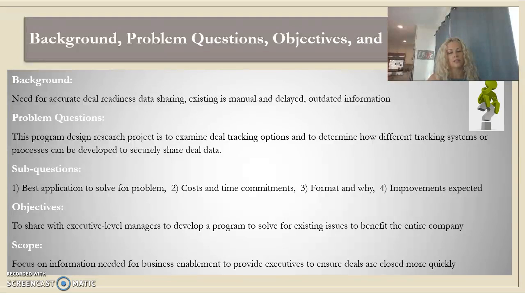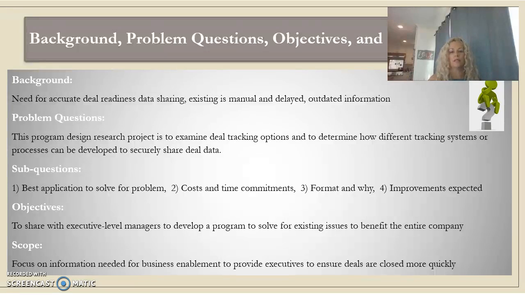And my number 3 sub-question is, what format do executive level management need to see it in, and why do they need to see it that way? And so we can better frame the project. And then what improvements will we expect to see out of implementing a program of this nature? And the objectives were to share with the executive level managers, to develop the program for existing issues to benefit the entire company.